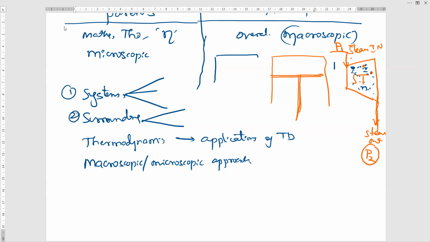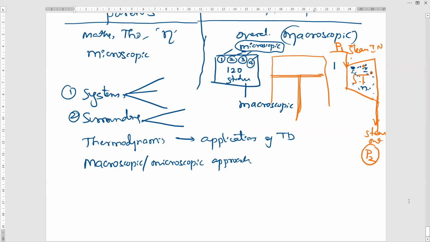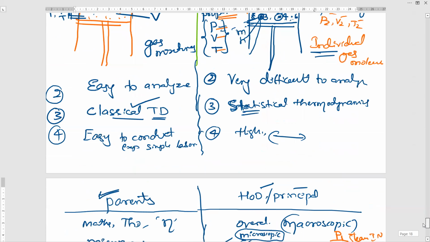For example, in the classroom there are 120 students. If you are considering the performance of the overall 120 students, that is macroscopic. If you are analyzing the performance of each student, roll number 1, how much is the percentage, roll number 2, roll number 3, roll number 4, if you are analyzing the properties of each student, then it is called the microscopic approach. Understood now? What is the difference between macro and micro? Yes, sir. Any more doubts? No. Okay, thank you.